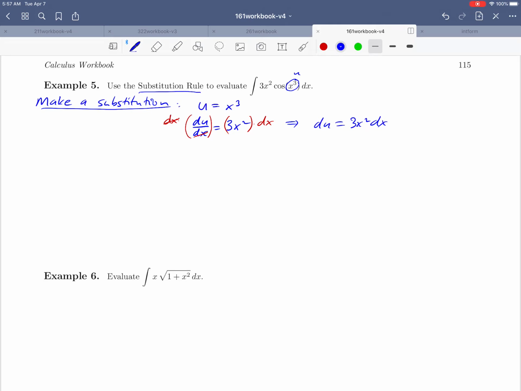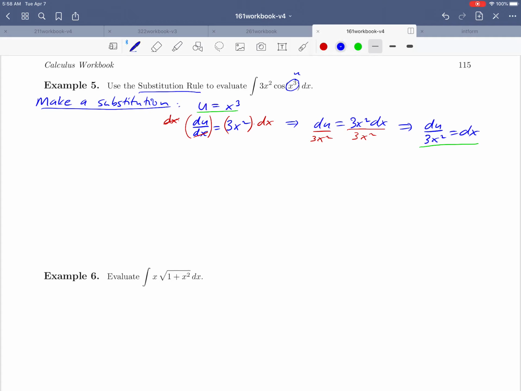Then we're going to do one more algebra step. To get the dx by itself, we're going to divide both sides by 3x squared, and that's going to turn into du over 3x squared equals dx. The two things I'd like to focus on in those calculations are our choice of u, and the dx that we just calculated that came from that choice of u.